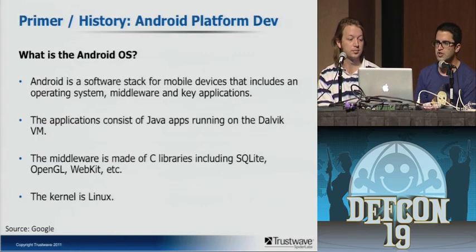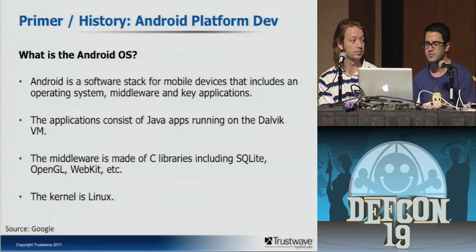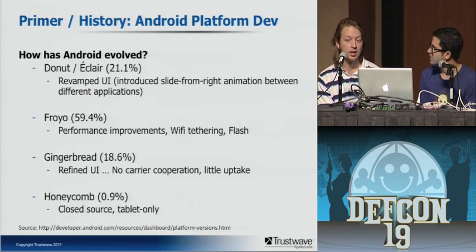So just to jump into a primer, we're not going to spend a lot of time here. I'm sure everybody knows what the Android OS is. How many people here have Android devices? Okay, that's going to be fun. So basically, everybody knows, the majority of you raised your hands. So we're not going to spend a lot of time here, but it's a software stack developed for mobile devices, and the kernel is Linux, and that's basically all we need to talk about here. And how has it evolved?